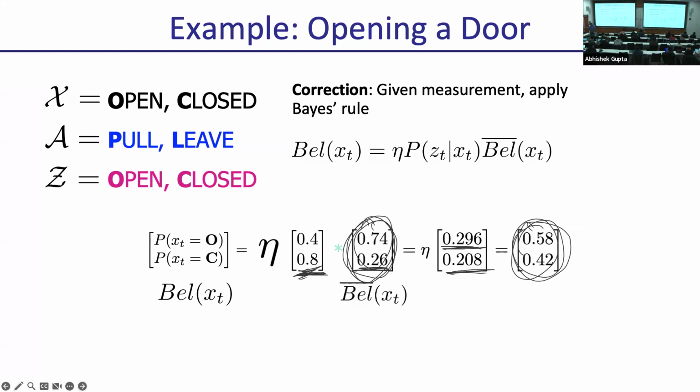Eta is the sum of the entries. So eta is basically 0.296 plus 0.208, or rather 1 over that. And so that's going to help you normalize. It's harder to do this when you're not in a table. In a table, it's always easy to normalize the row or column, but it's harder to do that in a continuous setting.